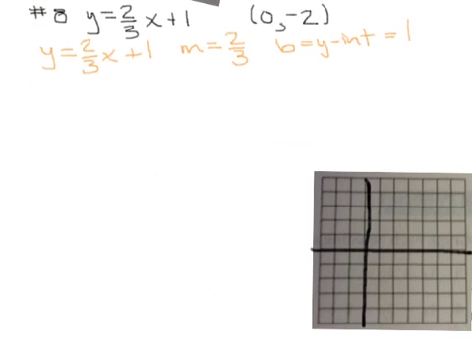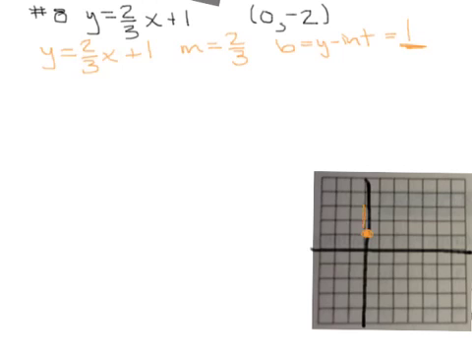So in this case, I'm going to graph y is equal to 2/3 x plus 1. And then I'm going to find a line perpendicular and parallel to that, which passes through the point 0, -2. When I graph this one, I'm going to start right here. My y-intercept is 1. There it is. And my slope is 2/3.